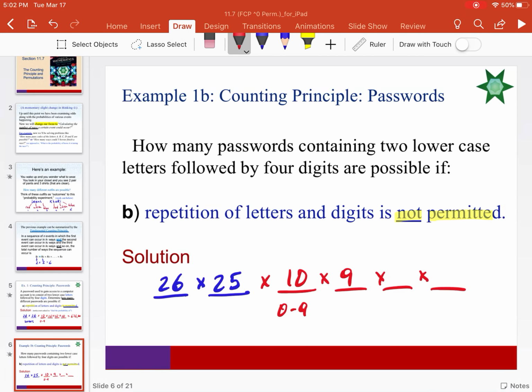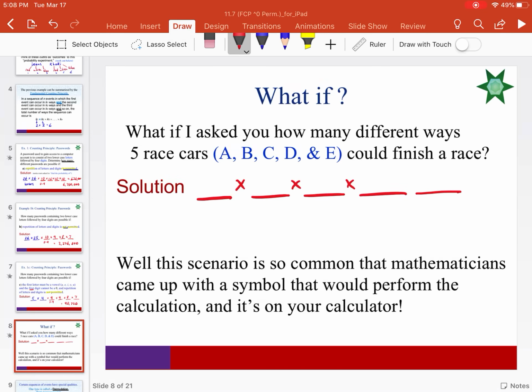Okay? So, we can model this with the fundamental counting principle, and it would look like so. I've got 5 possible outcomes for first, second, third, fourth, and fifth. And since these are successive events, assuming all 5 cars finish, then we're using the fundamental counting principle and we're multiplying the number of ways each spot could be determined.